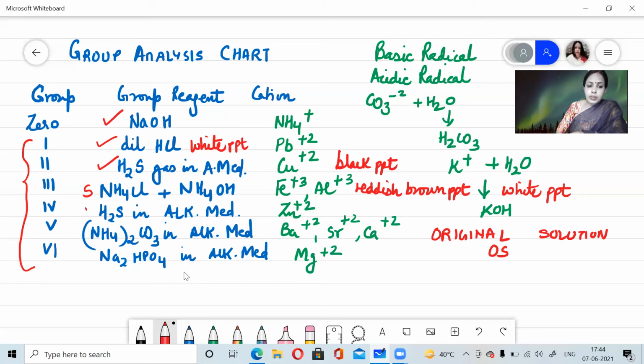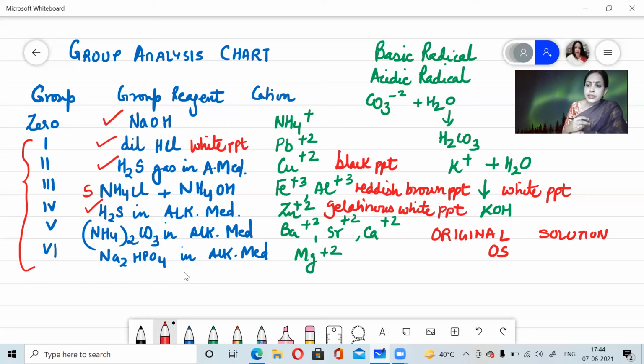In the same solution again, we pass H2S gas in the alkaline medium. We will again add a pinch of NH4Cl and ammonium hydroxide solution in excess, and then we will pass H2S gas. If you get a gelatinous white precipitate here, then it indicates the presence of the fourth group. If you don't get any precipitate, then it shows the absence of the fourth group.